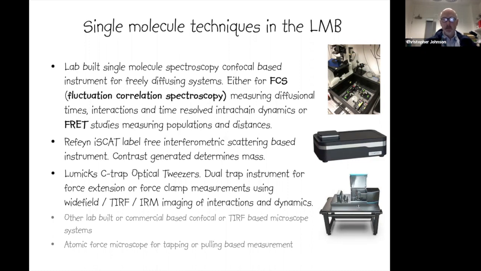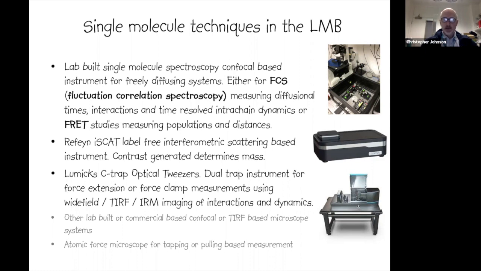And we've arranged it so that we can either do fluorescence correlation spectroscopy, known as FCS, and this is measuring diffusional times of molecules and can look at interactions as well, but it can also access intrachain time-resolved dynamics on a very fast time scale, which I will describe shortly. This particular spectroscopy system can also measure FRET, and we have two different options to measure. And this would be a classic technique to study populations or distances within your system.